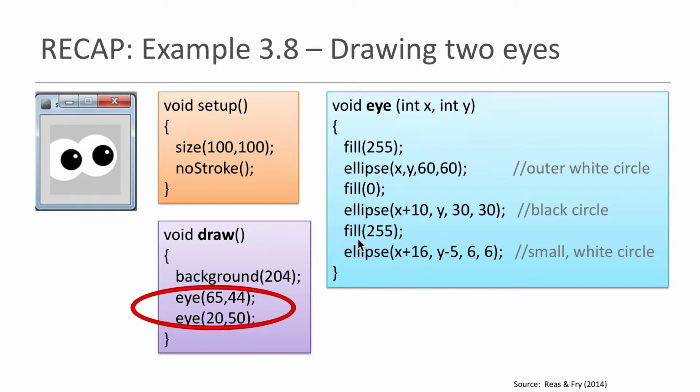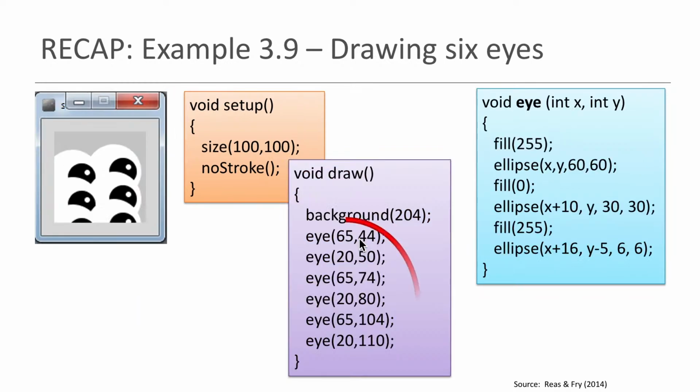Okay. So it's not a big stretch then to move from drawing 2 eyes to drawing 6 eyes. We just have 6 calls to the eye method, and we're just passing in different x and y values each time. The eye method stays the same, the setup stays the same, just more calls to eye. So nothing too difficult there, hopefully.